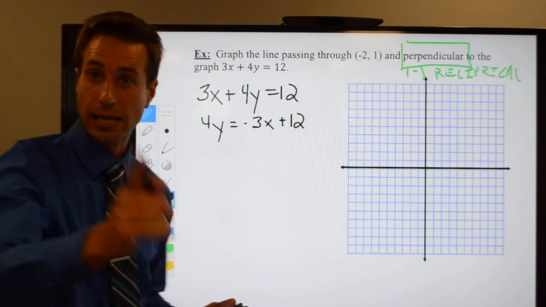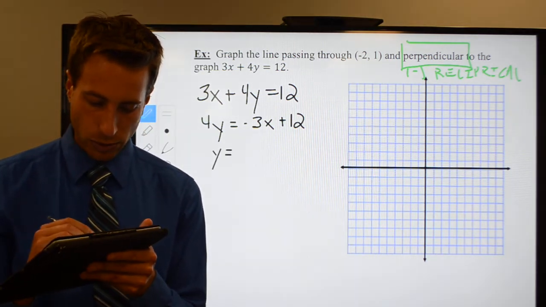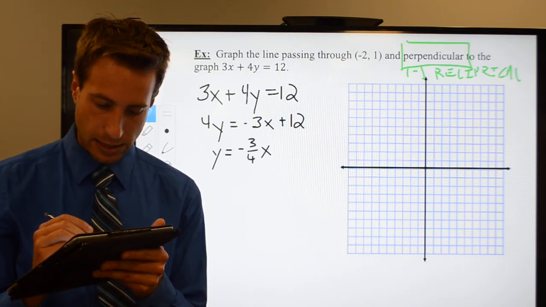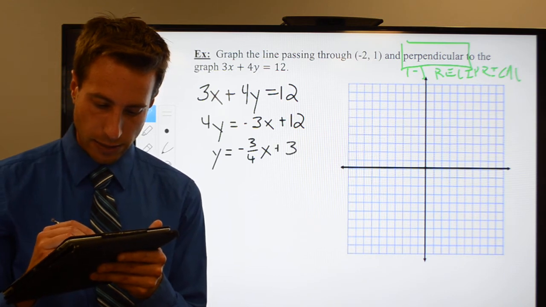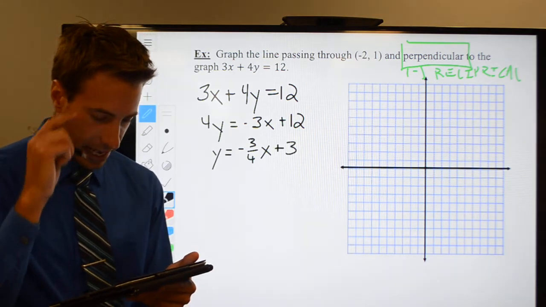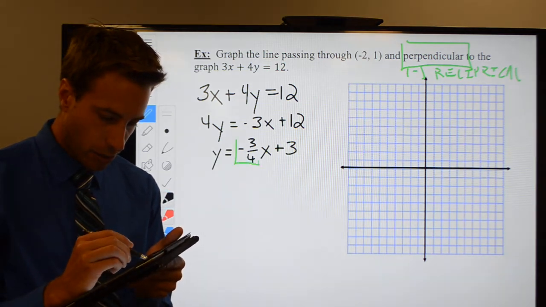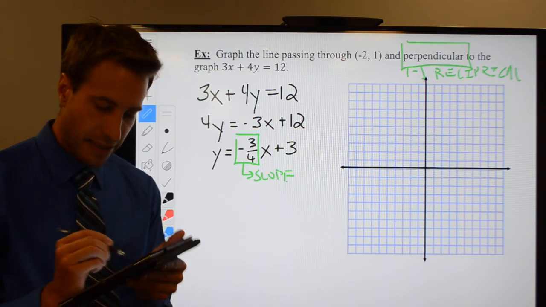Divide both sides by a positive 4. That means that y is going to be equal to negative 3/4 x. 12 divided by 4 is going to be 3, so I have positive 3 as my y-intercept. Okay, here's what I got. I have a slope of negative 3/4. That is the slope of the line that I was given.